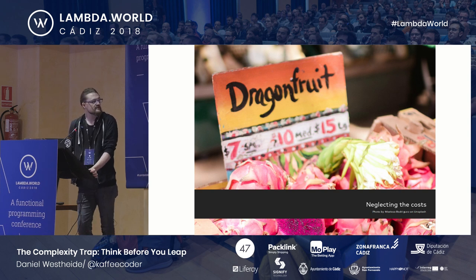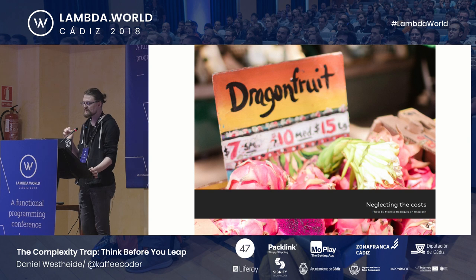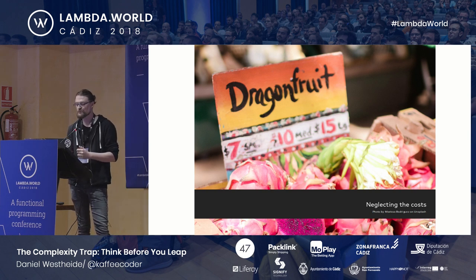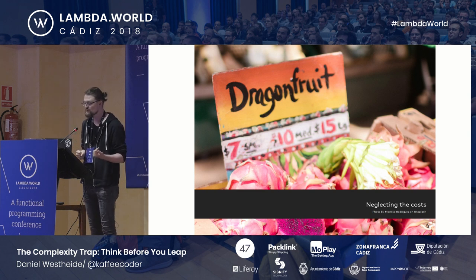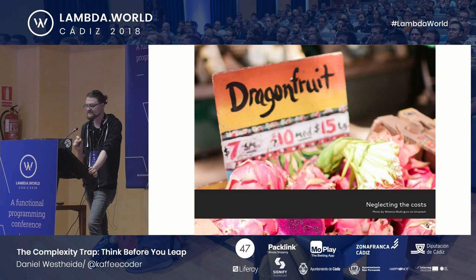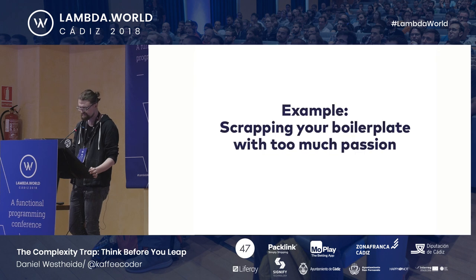And the first trap that I want to talk about is what I call neglecting the costs. We often seem to ignore the costs of the approaches and techniques that we choose to implement our programs. Usually the intentions are actually good. So we choose an approach explicitly because we want to reduce boilerplate in our code base. But sometimes doing that comes with a cost. And that cost can even be new complexity at a different level, which might be worse than what we had before.